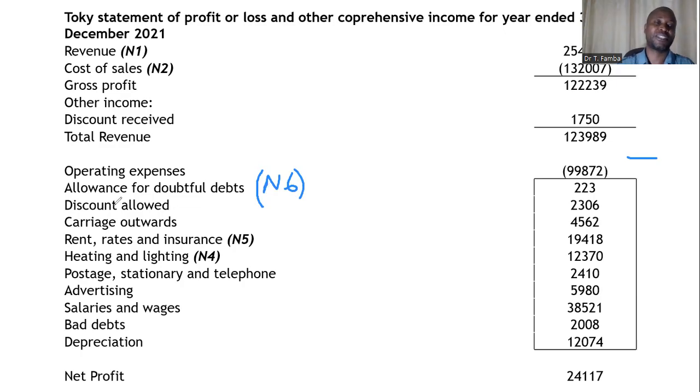Then we also have discount allowed. This discount allowed figure is from the extract, the carriage outwards. This is the cost. Carriage outwards is an expense to us. It's the cost of shipping out to our clients. So we pay for that. We charge ourselves that expense.